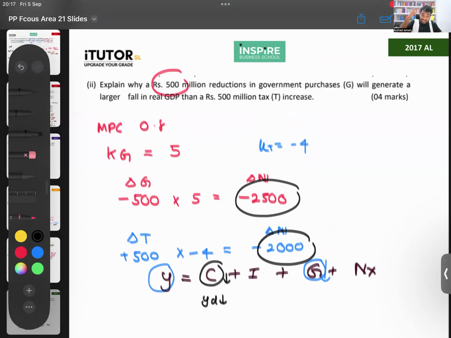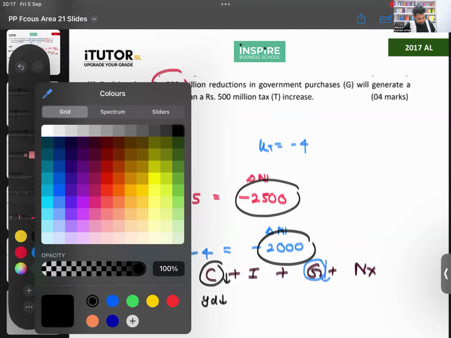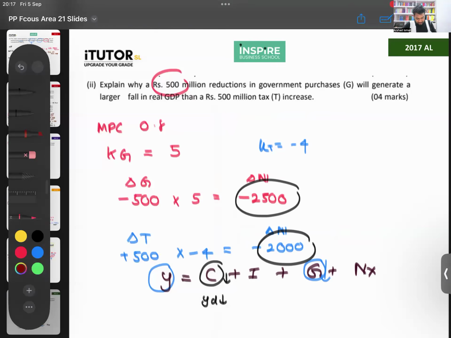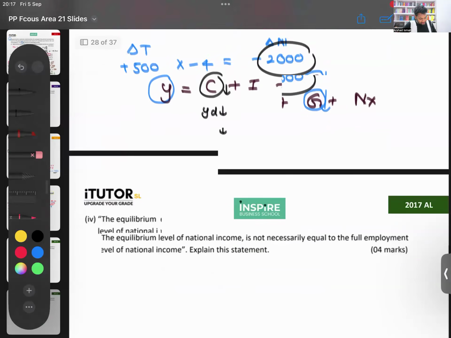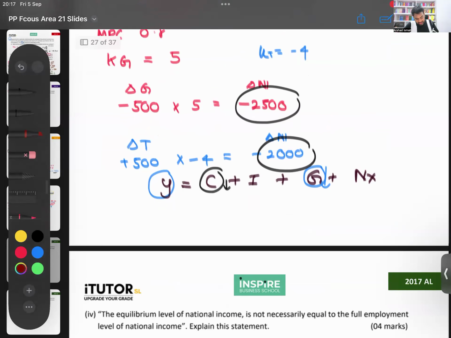But if you increase taxes, it doesn't directly affect national income. YD, disposable income, comes down a little, and it has an indirect impact. So if I want to quantify and show you numbers here, let me find some space.